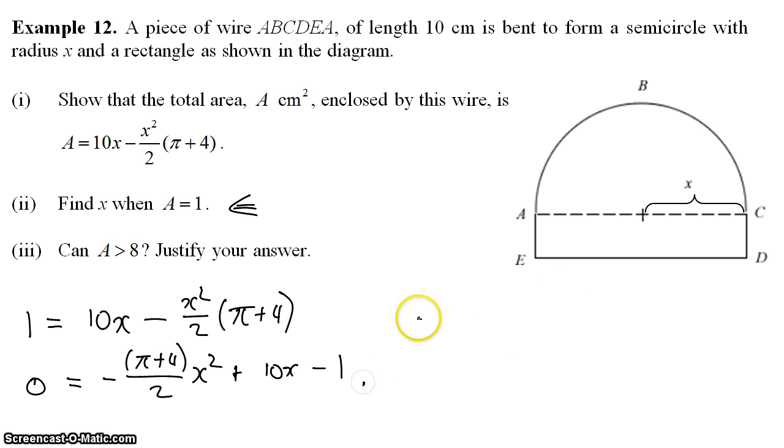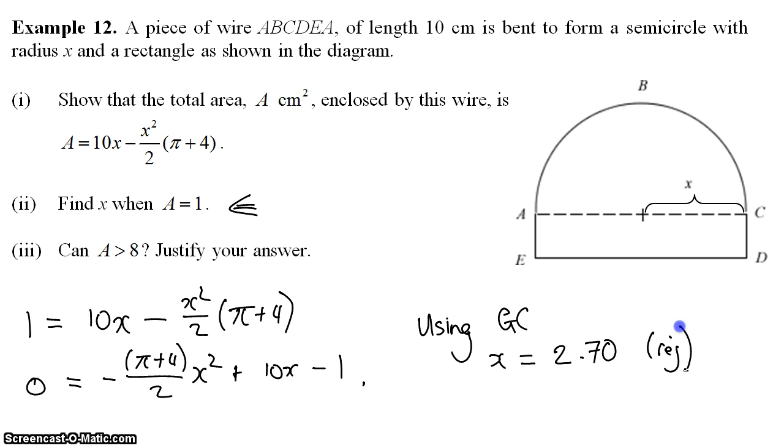All we want to do is use your GC and type it into your polysymbol app, and you should get these two answers. You should get x equals 2.70 to 3 significant figures, and this is going to be rejected. I'll explain why in a moment. Or you can get x is equal to 0.104 to 3 significant figures, and this is actually our answer.